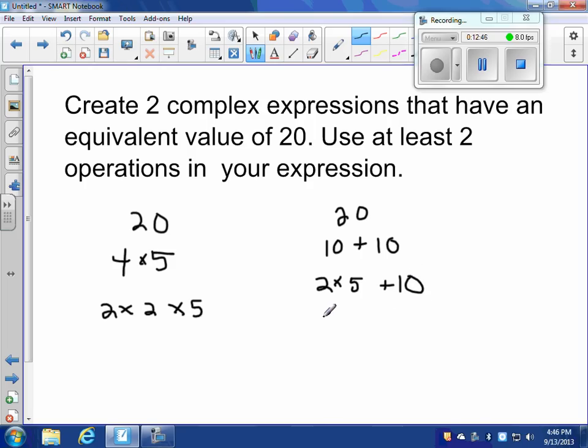Or if I wanted, I could keep going. I could say 2 times 5 plus, let's say I added 9 plus 1. That would be another way that I could get to 20, and that would be another complex expression that I could use.